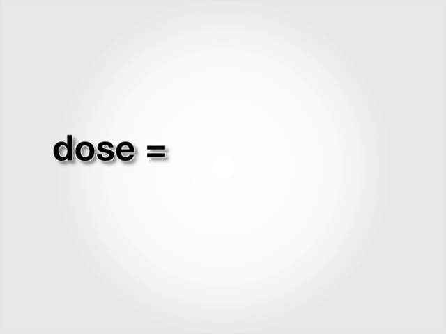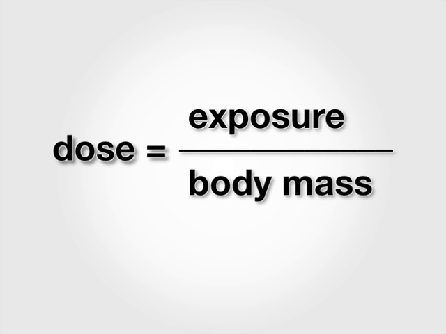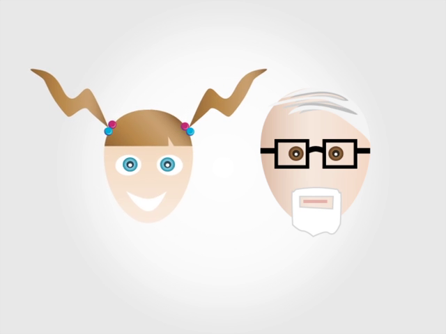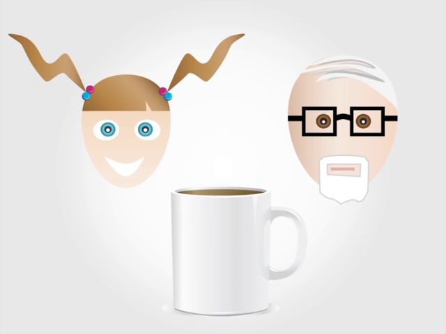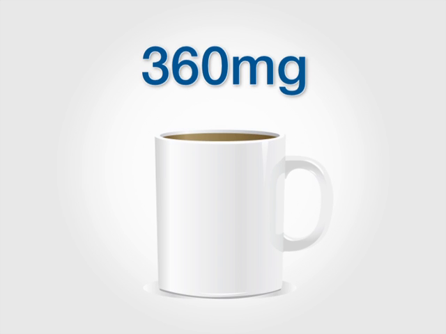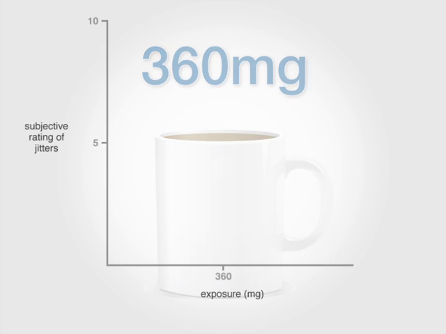To help you understand that dose is a measure of exposure that accounts for body size, remember the example of the young girl and her grandfather who both drank a large coffee. They had exactly the same exposure of caffeine, 360 milligrams. If you asked them to rate, on a scale of 1 to 10, how jittery the coffee made them feel, the girl might say 9, and her grandfather might say 1.